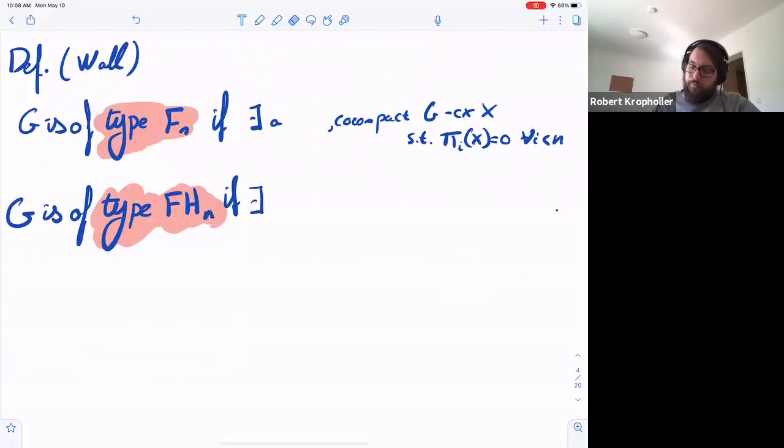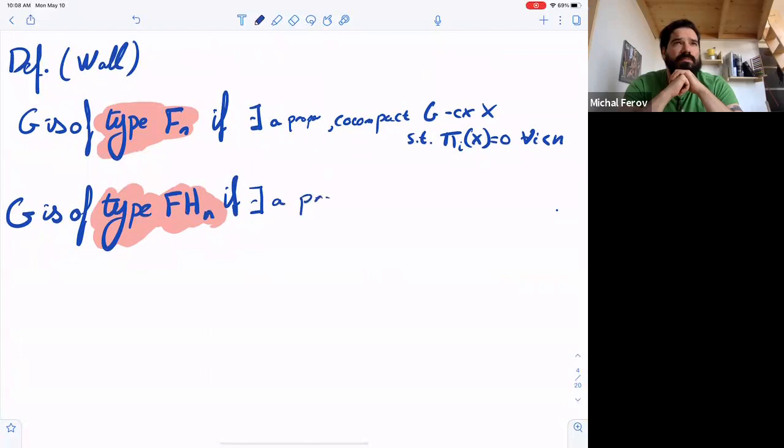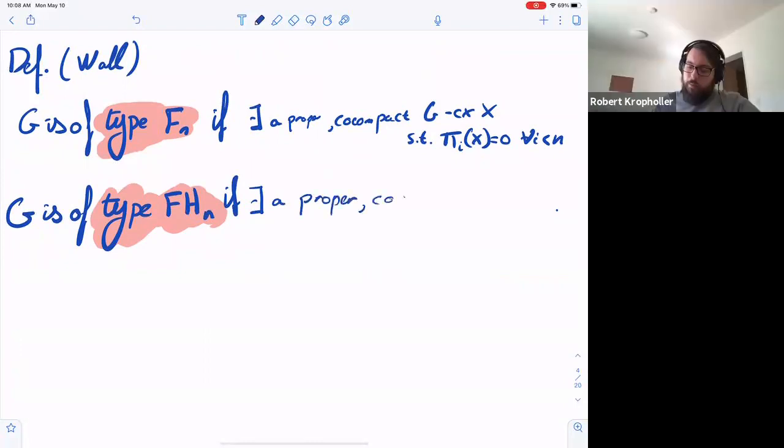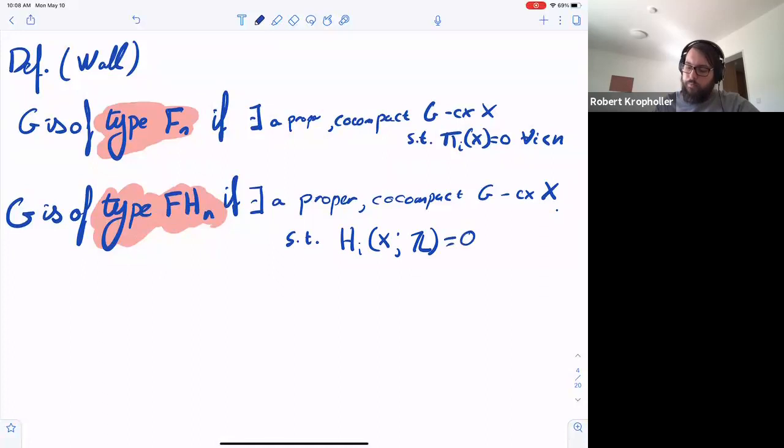So I've decided to change from my previously prepared notes, which is foolish, but we're going to go with it. So you could do the same thing where you say you have a proper co-compact G complex X, and instead of requesting that the homotopy groups vanish, you request that the homology groups vanish. And I'm going to say, very obviously, that I mean homology with coefficients in Z, for all i less than n.